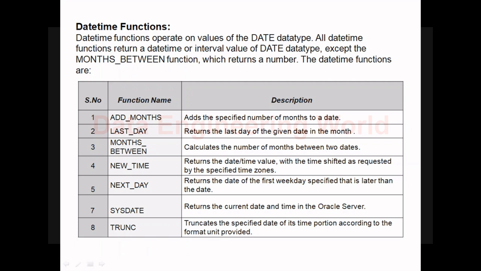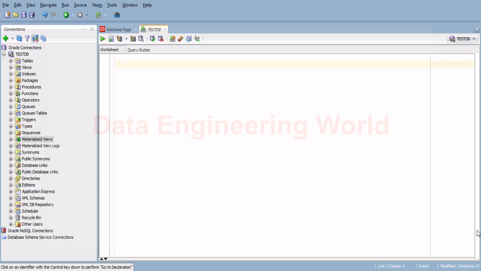The next function is next day, which returns the date of the first weekday that is later than the specified date. Let's look at the syntax of the next day function, which takes two parameters as input. The first parameter is the value of date kind and the second parameter is the weekday. Let's see some examples of this next day function.